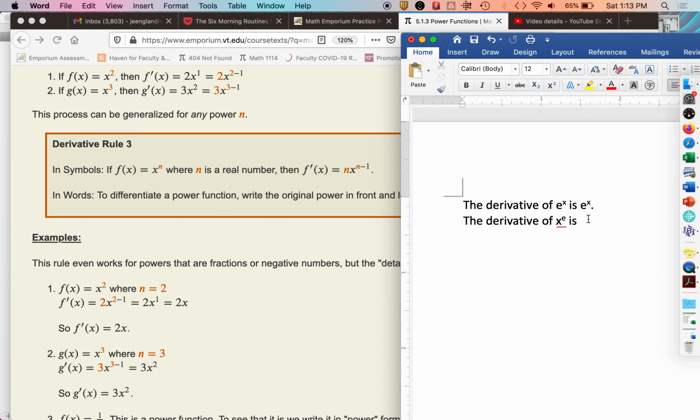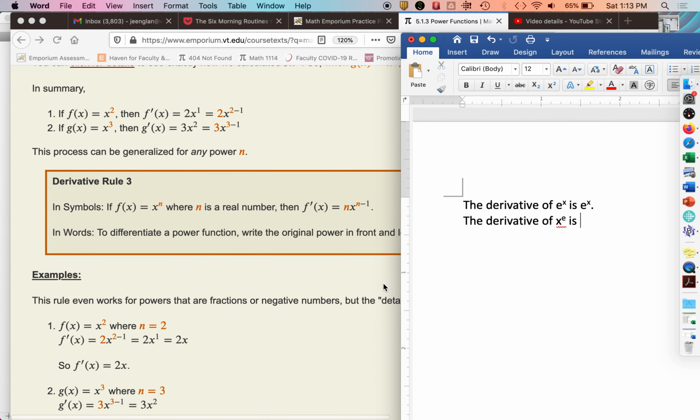Certainly e is a real number, so the derivative of x to the e is going to be ex to the e minus 1. So we pull the power in front, so we pulled the e in front, then we did x to the e minus 1. So just following this formula, we have the derivative of x to the e. Okay, so back to our problem.